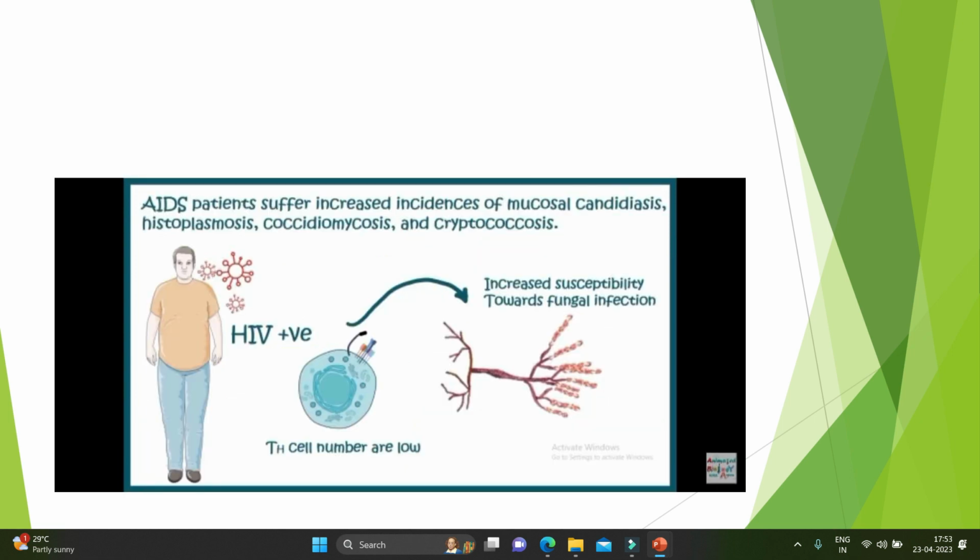Now, it is known that AIDS patients suffer increased incidence of mucosal candidiasis and many other fungal infections. As HIV reduces the number of helper T cells, they become susceptible to fungal infection, which in turn means that the immune response against fungal infection involves T cell mediated responses.